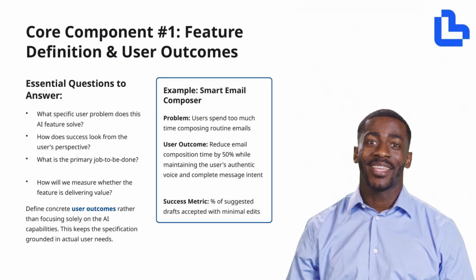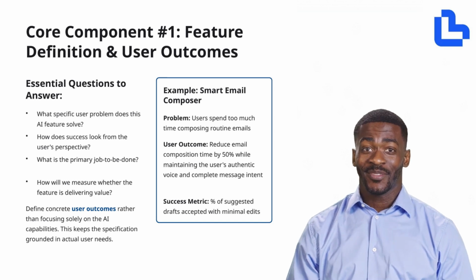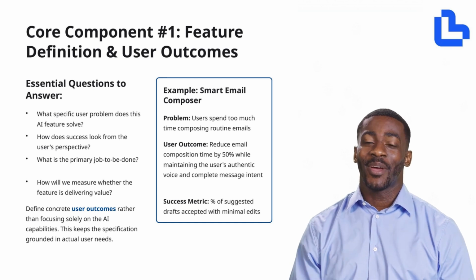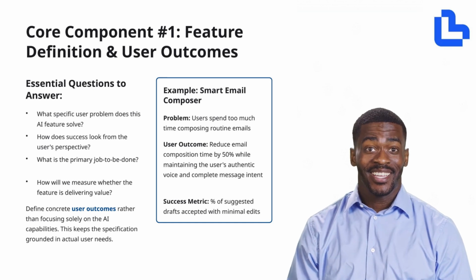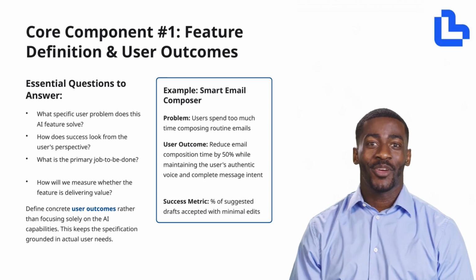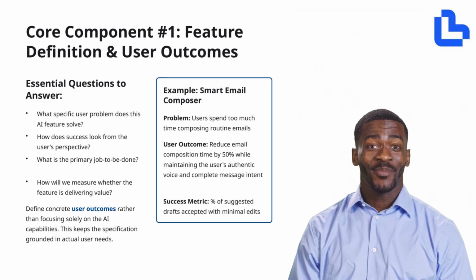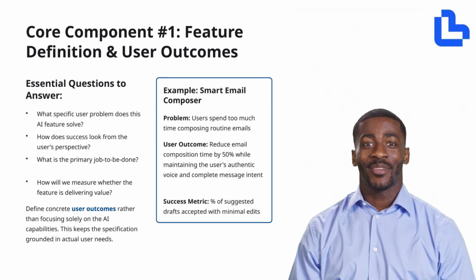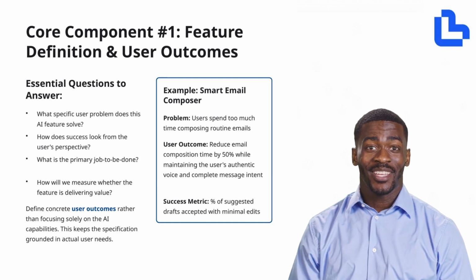Let's begin with the first and arguably most important component of an AI feature specification: feature definition and user outcomes. This is where we shift the focus from what the AI can do to what the user actually needs. It's easy to get caught up in the technical capabilities of AI, but if we don't anchor our specs in real user problems and outcomes, we risk building features that are impressive, but irrelevant. Start by asking, what specific user problem does this AI feature solve? Be precise.